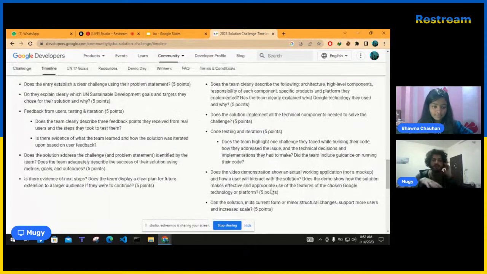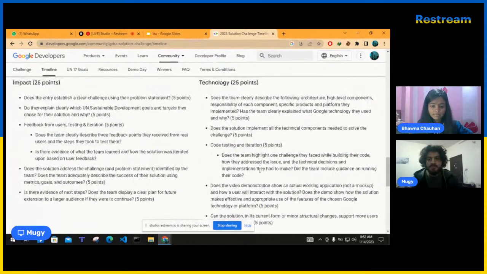You have to read them, but not now. You can read them like 2 weeks before the solution submission. Right now, just focus on using one Google solution, and creating a 2-minute video where you will be explaining your solution, what you have built, how you have built it, things like that. This is it about criteria.